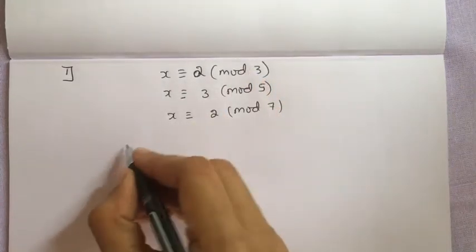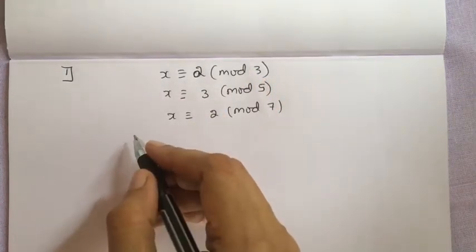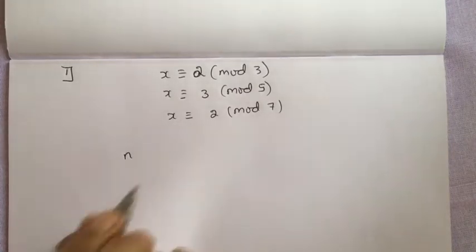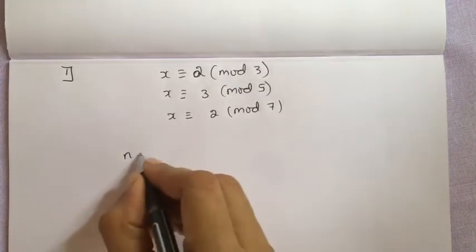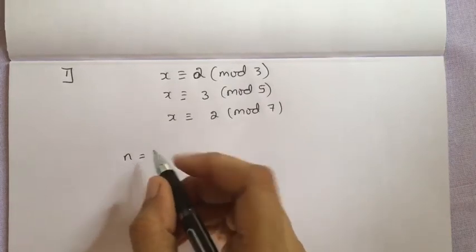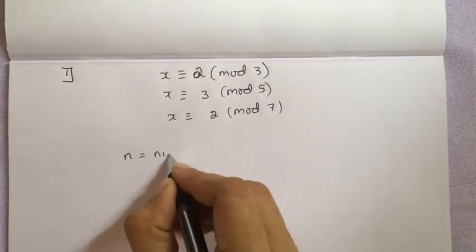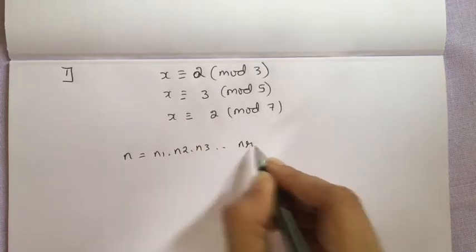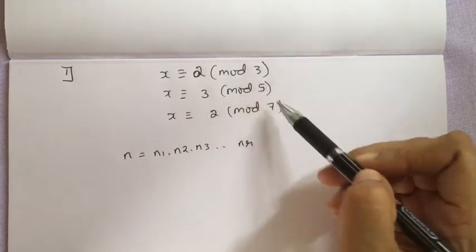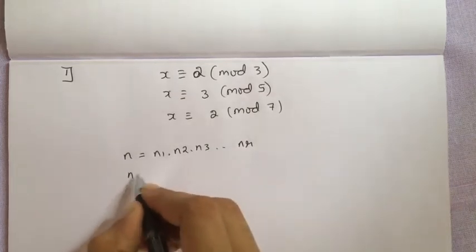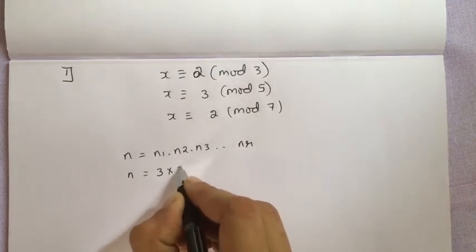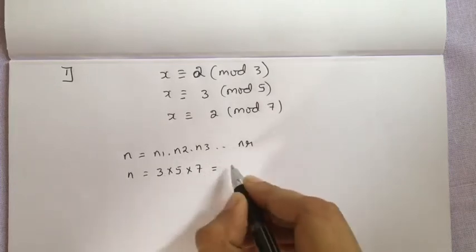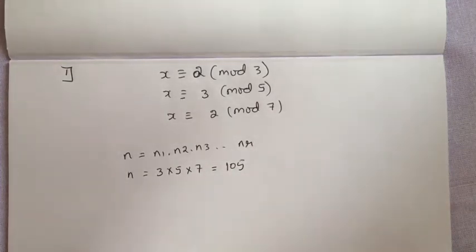Okay, and what you have to do is, first step is calculating the value of n. What is n? This is nothing but the product n1, n2, n3 up to nr. In this case n1, n2, n3. So here n is 3 into 5 into 7, so it comes out to be 15 into 7, 105.